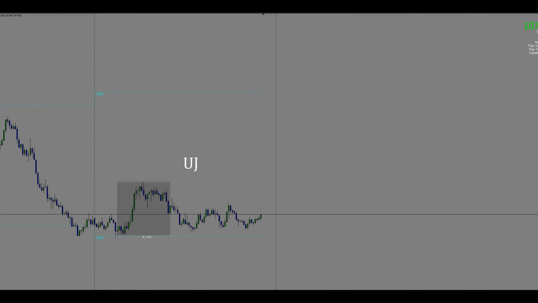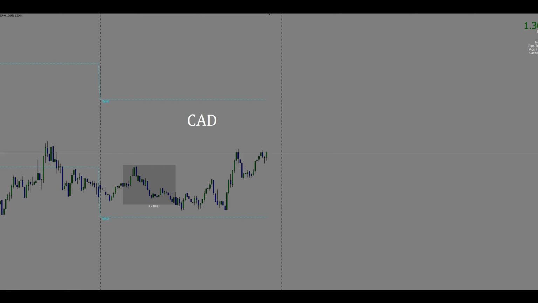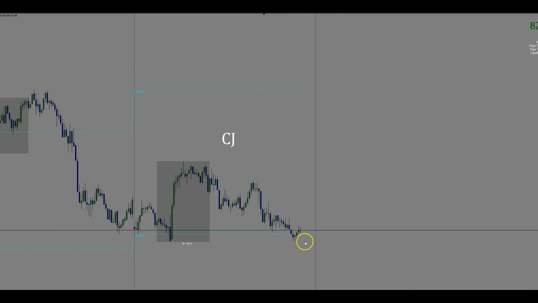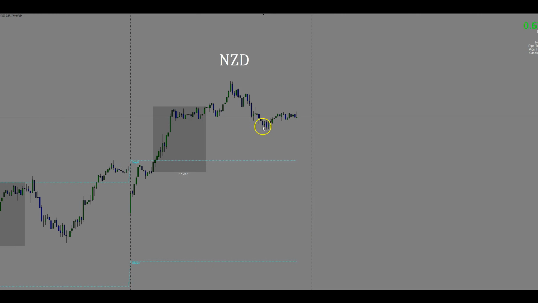The dollar yen was just ranging. There was nothing to see. The CAD also was ranging. It started to break, but then fell back in, wasn't interested. And the CAD yen also, there was never any trade set up. And the New Zealand dollar continues from the time I got in to just go sideways.